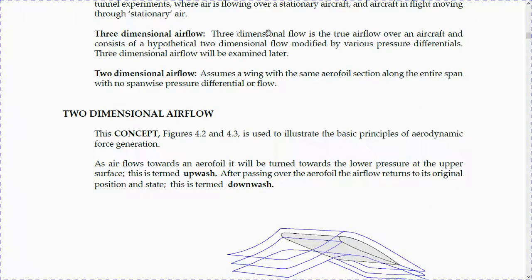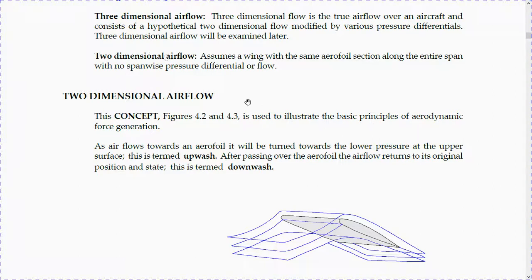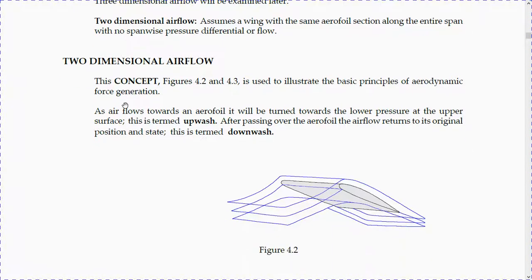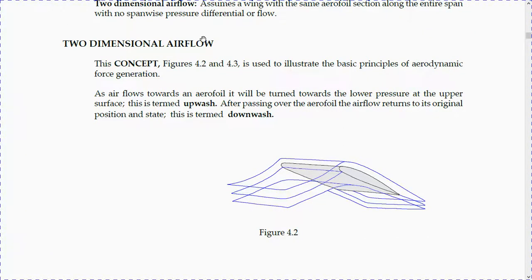Three-dimensional airflow. The three-dimensional flow is the true airflow over an aircraft and consists of a hypothetical two-dimensional flow modified by various pressure differentials. Three-dimensional airflow will be examined later, but just to have a general idea. Two-dimensional airflow assumes a wing with the same airfoil section along the entire span with no span-wise pressure differential flow. So it will be the same at the chord and the same at the tip of the airplane. To make it simple, when it makes no difference, we talk about two-dimensional airflow.